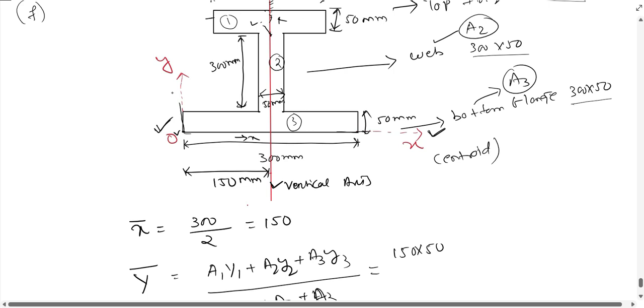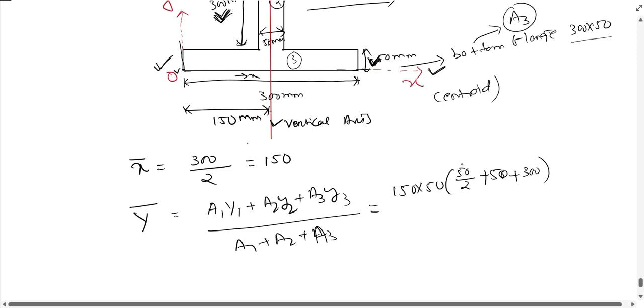So y1 will be lies at distance of 50 by 2 plus 50, that is the width of the bottom flange, 50 plus 300, this 300. Okay, so this is our 50 by 2 plus 50 plus 300. This is nothing but a1 and y1. a1 y1 plus a2 y2, 300 into 50 into 300 by 2 plus 50.